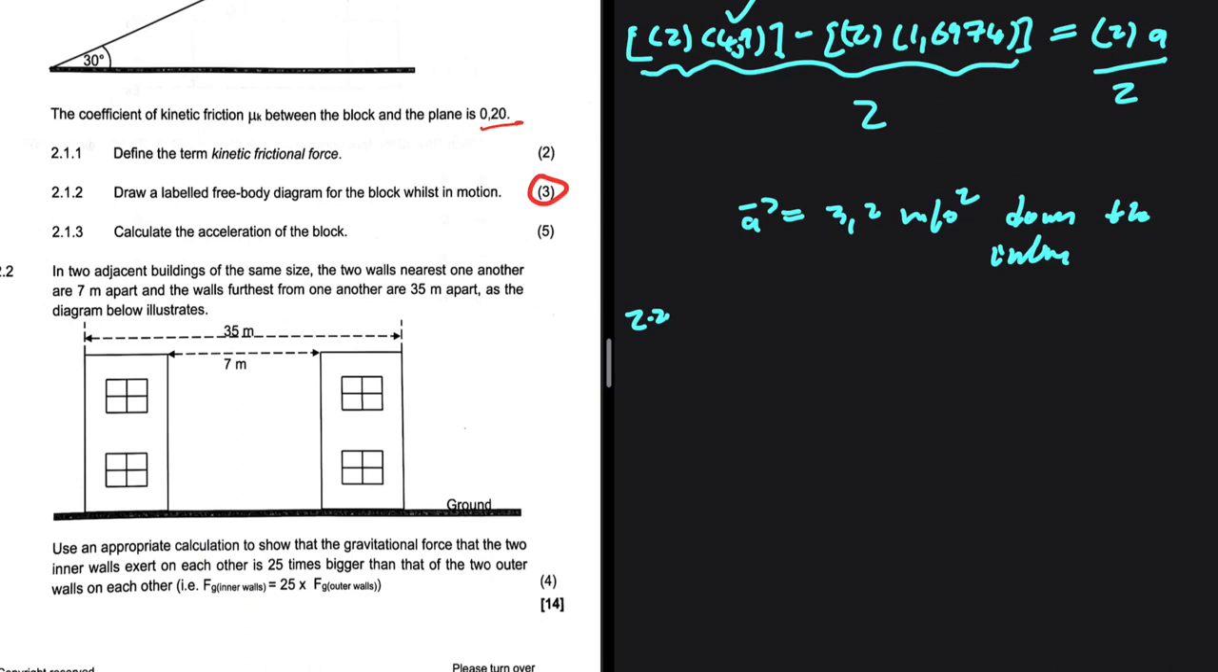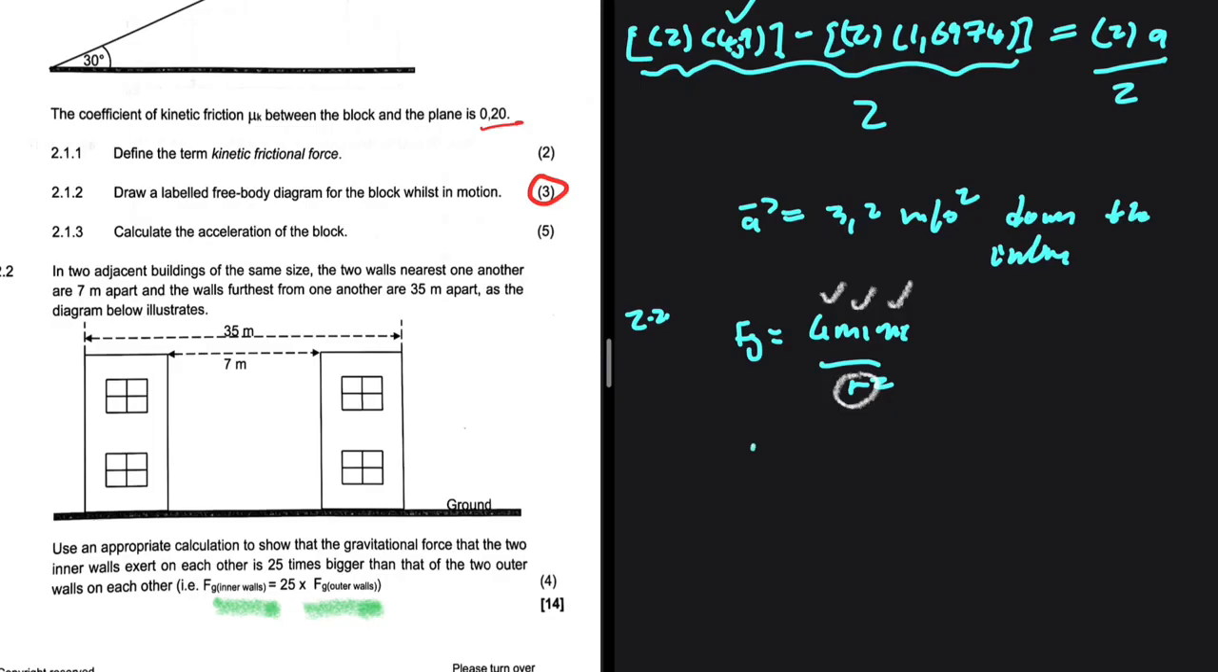And then they're saying we need to show that Fg of the inner walls is equal to 25 times Fg of the outer walls. What is Fg? Let's start there. Fg is equal to G m1 m2 divided by r squared. So everything else is constant except for the distance between the two walls. That is the only variable we are changing.